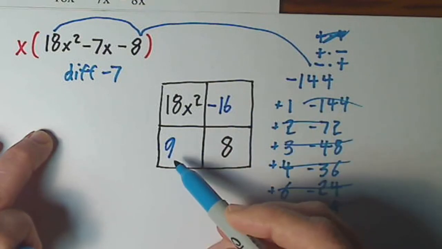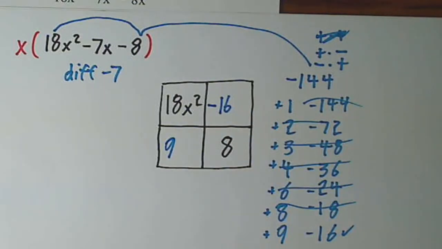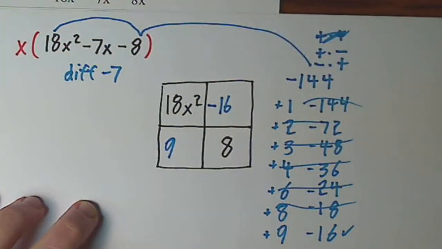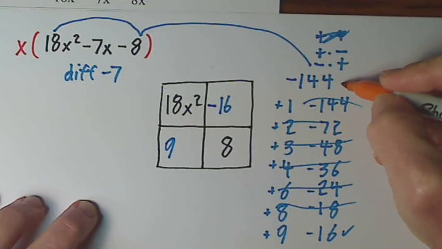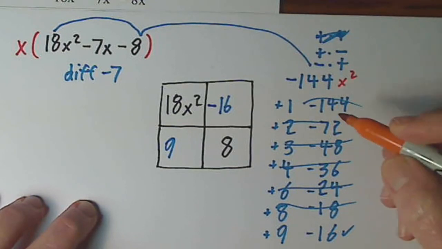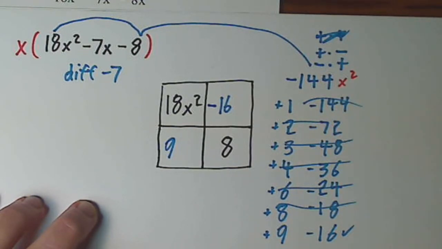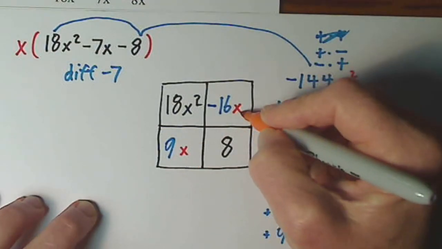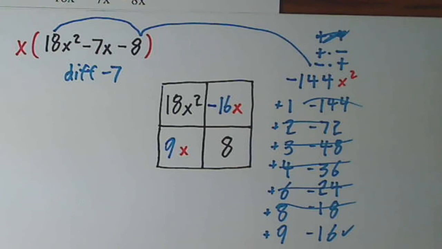By the way, I could have put negative 16 here, positive 9 there. That would not matter. As far as the variables, this was really 18x squared times negative 8. So this is really x squared. There's really an x by each of these. It's too much trouble to keep writing it. So just remember to plug in an x and plug in an x.